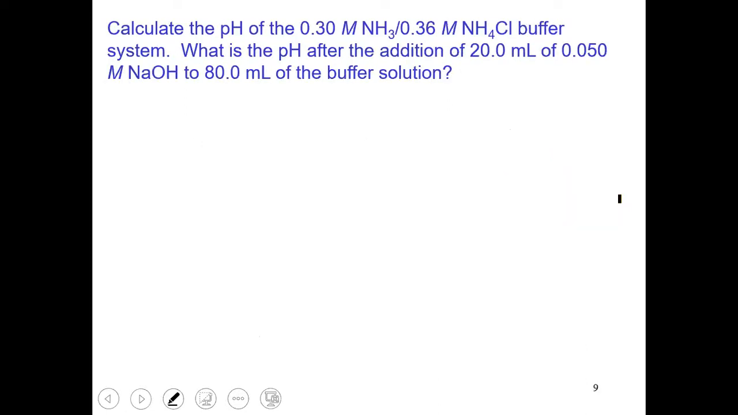Okay, the second one is doing calculations. What I want to do now is build a buffer and see what happens when I try to change the pH of the buffer. So here is our buffer. We have 0.30 molar ammonia with 0.36 molar ammonium chloride. And then we have: what is the pH after the addition of 20.0 milliliters of 0.050 molar NaOH to 80.0 milliliters of the buffer solution?